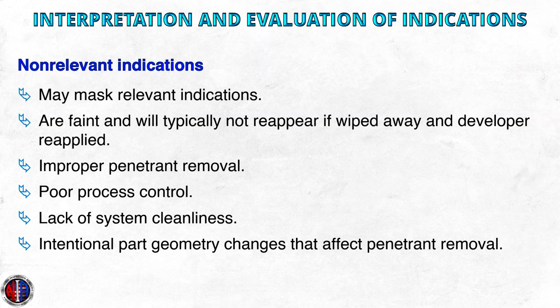Non-relevant indications caused by improper handling may mask relevant indications. Typically, non-relevant indications are faint due to less penetrant bleed out and will not reappear if wiped away and the developer is reapplied. The primary causes for non-relevant indications include improper PT processing during penetrant removal, poor process controls, the liquid penetrant system being neglected, lack of liquid penetrant system cleanliness, and intentional part geometry changes that challenge penetrant removal, such as threads, tight radiuses, or holes.